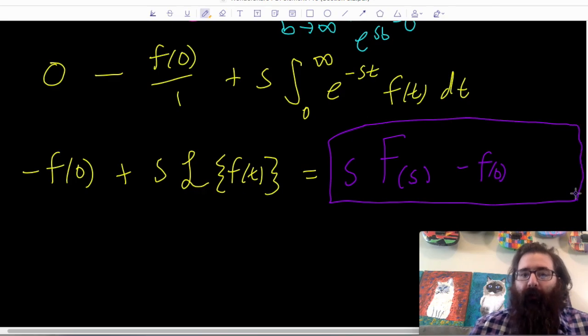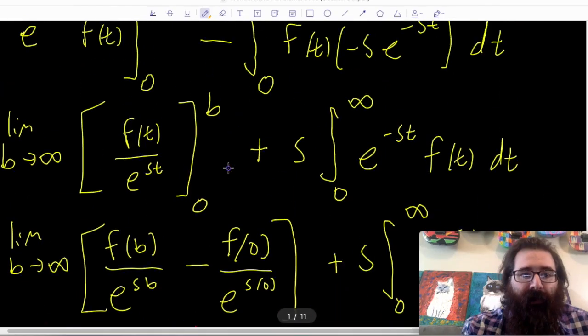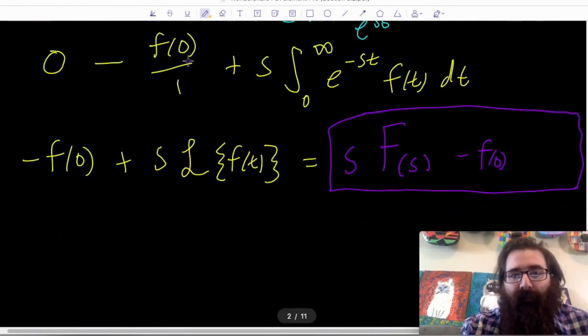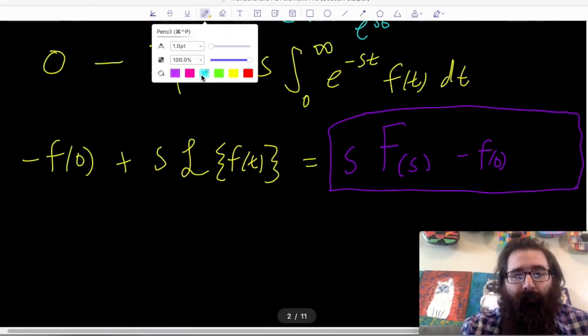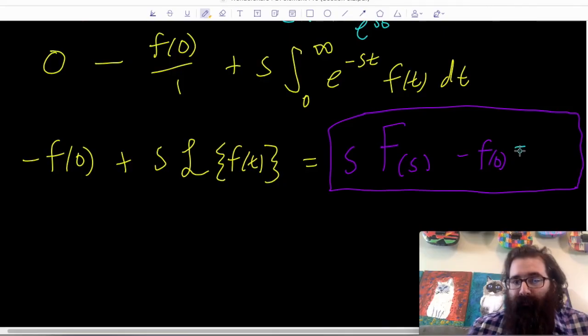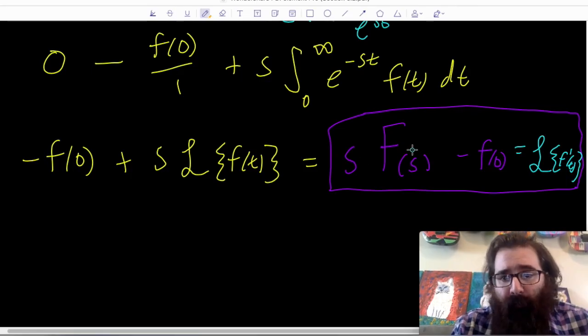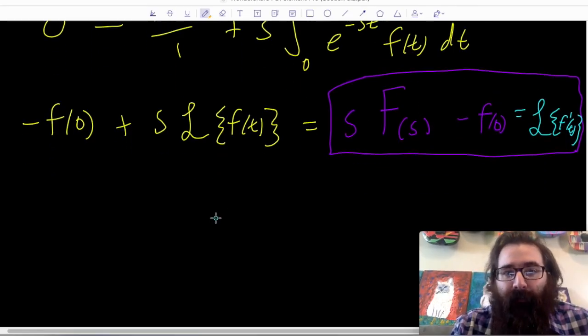And where did this all come from? Well, this was the answer that I got when looking at the Laplace transform of f prime at t, which is what we showed: s times big F at s minus f at 0. So this is equal to the Laplace transformation applied on f prime at t. Sort of squeezed it in there, but that's f prime at t. So that's the first identity we were able to show.